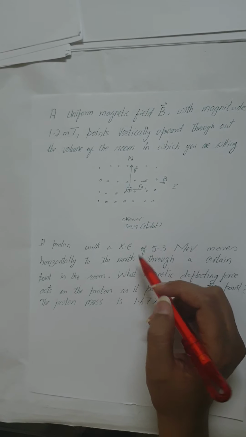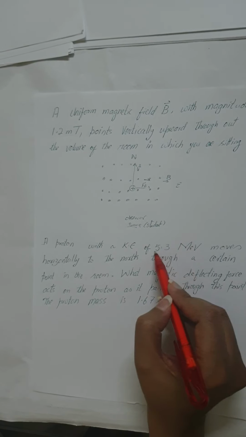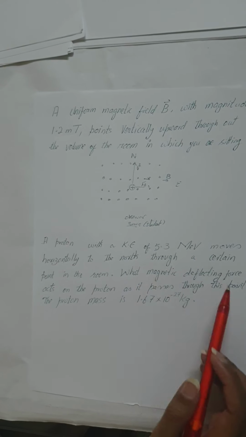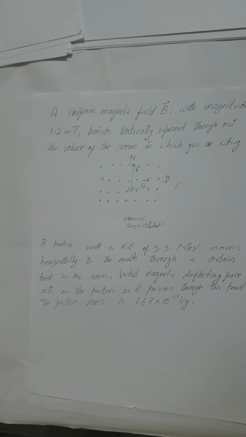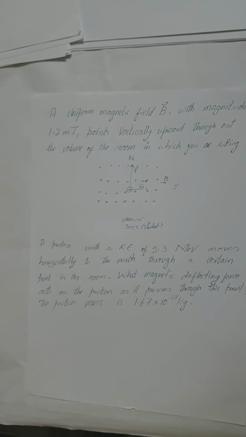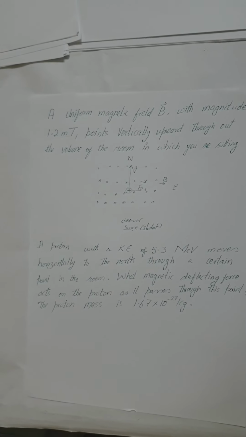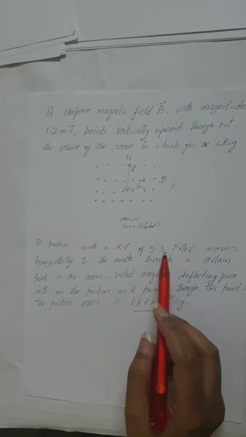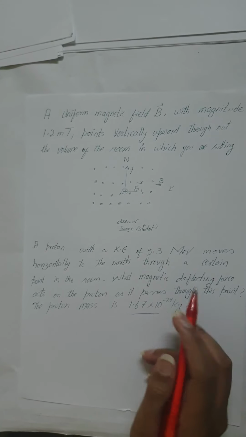This proton is moving with a kinetic energy of 5.3 MeV horizontally to the north through a certain point in the room. What magnetic deflecting force acts on the proton as it passes through this point? The proton mass is this. So let's do it, let's see how we can do it.